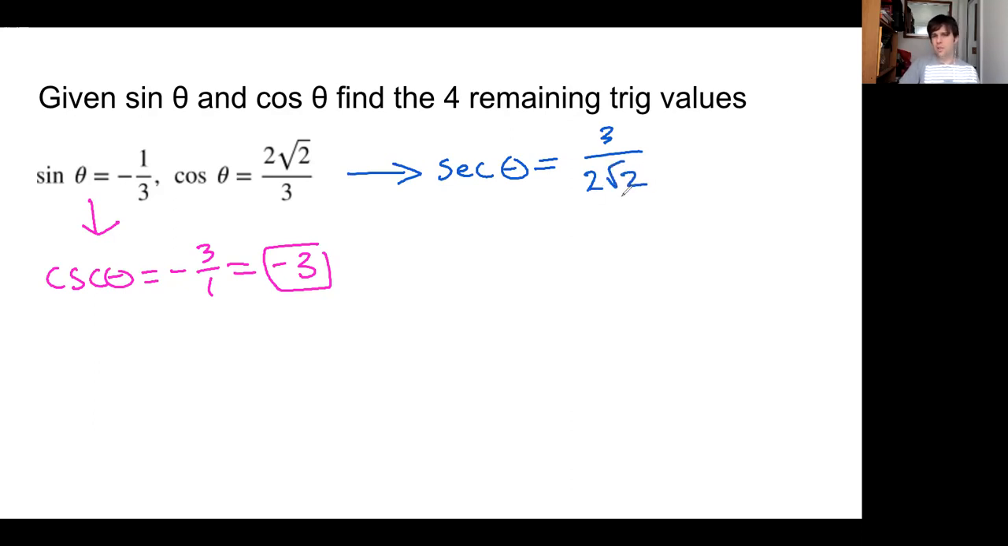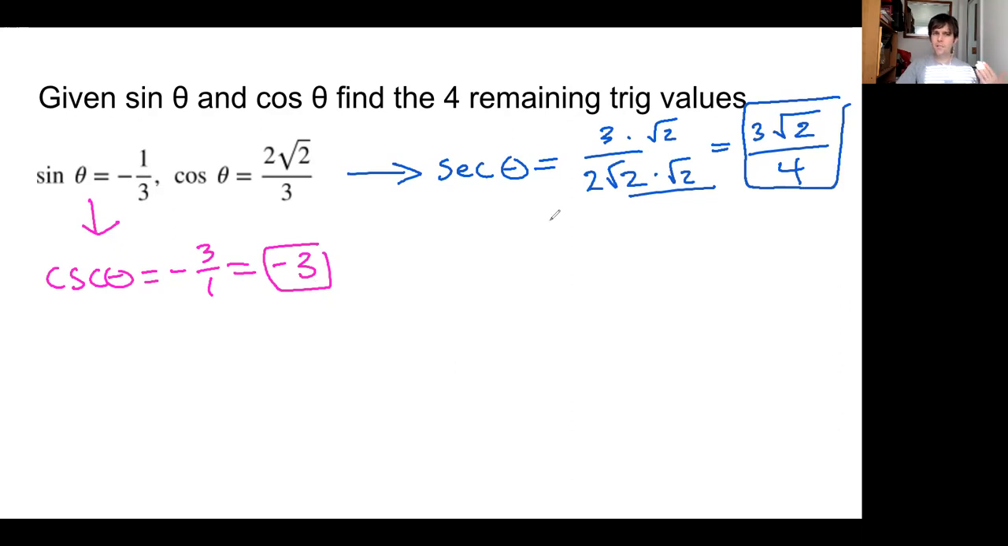Writing out this reciprocal, I do need to rationalize it. I need to multiply by √2 on the bottom and top. So my numerator becomes 3√2, and my denominator becomes 2 times 2, which is 4. √2 times √2 is 2, multiply that by 2, I get 4. So that's my secant value. Now I've used my reciprocal identities to figure out cosecant and secant.